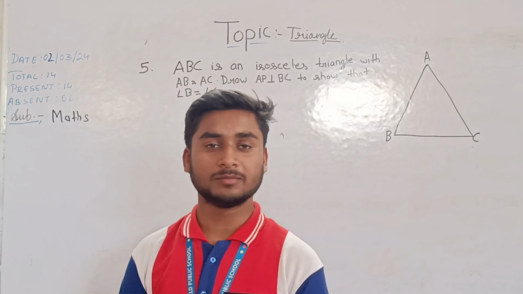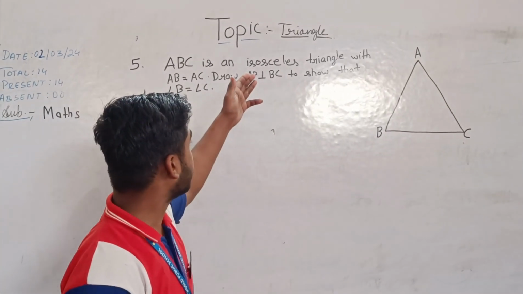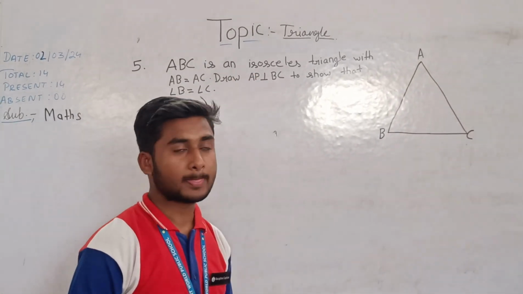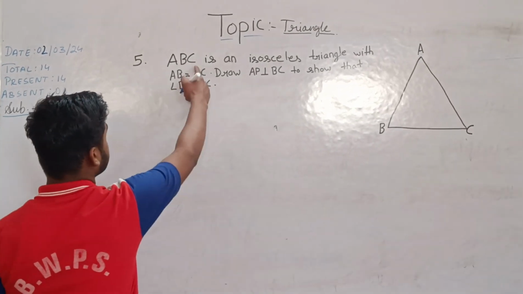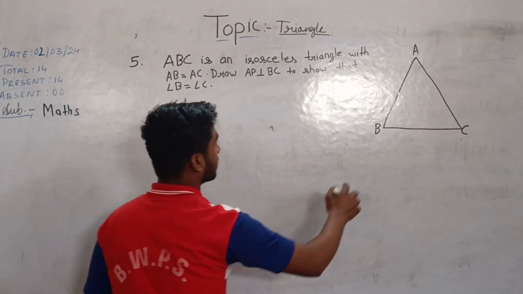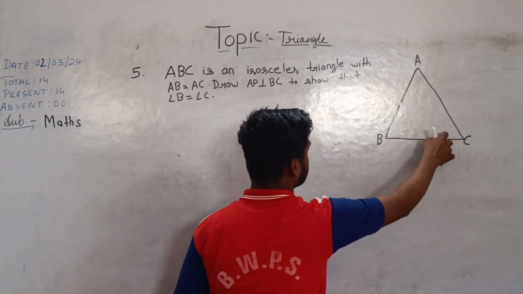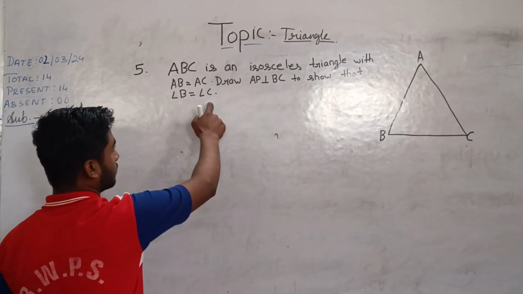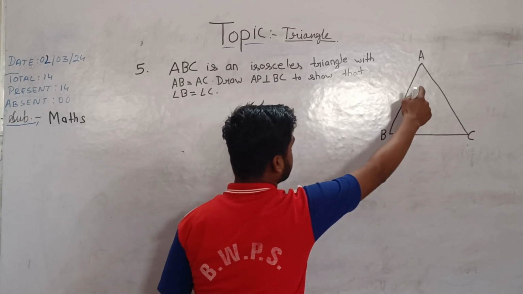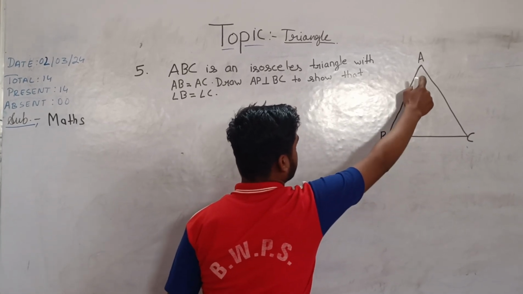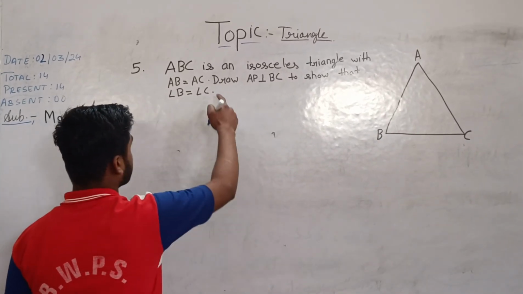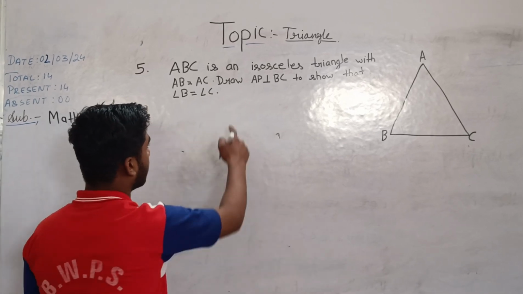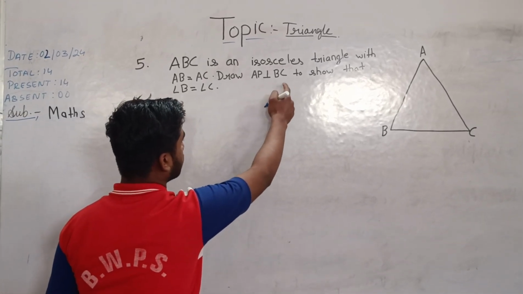Today I am going to solve the question of chapter Triangles of the NCERT book. The question is: ABC is an isosceles triangle with AB equal to AC. That means AB is equal to AC, and we have to draw AP perpendicular to BC.